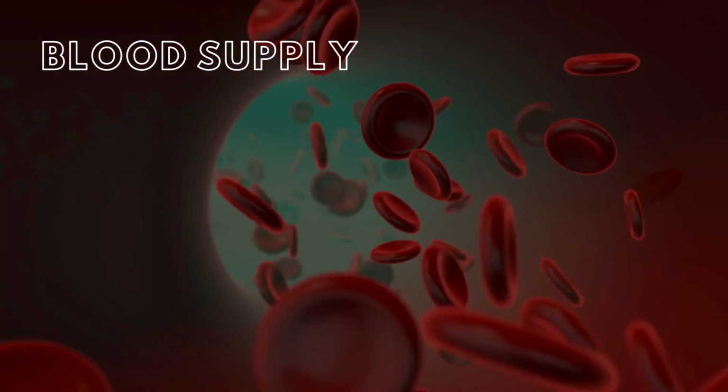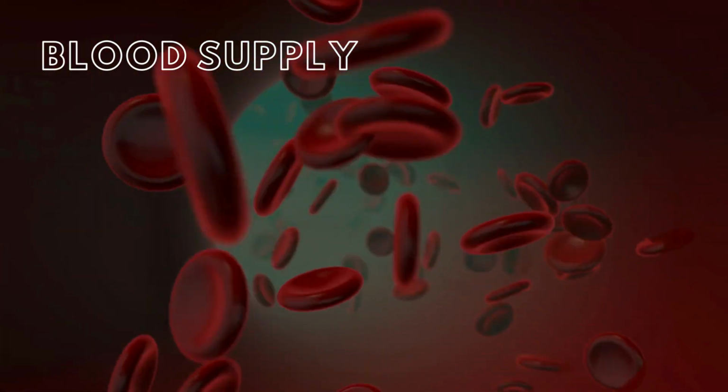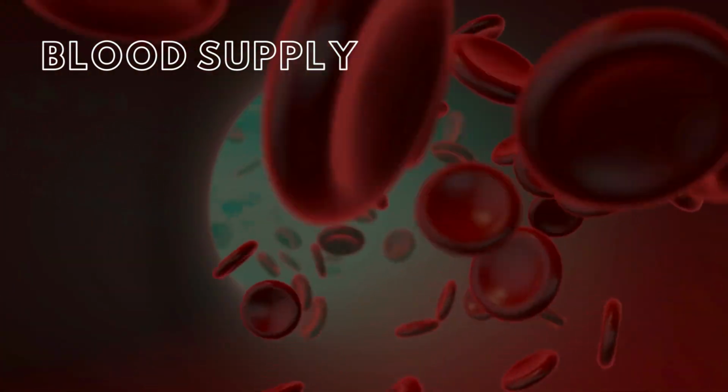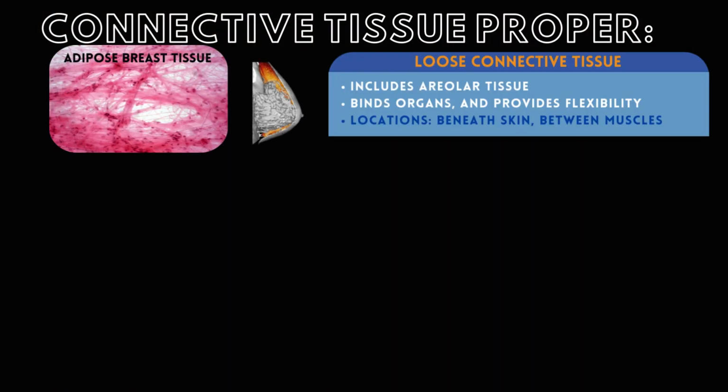Blood supply to connective tissues can vary, which affects regeneration. For example, bone has a good blood supply, while cartilage has none. Proper connective tissue. Loose connective tissue includes areolar tissue, binds organs, and provides flexibility.